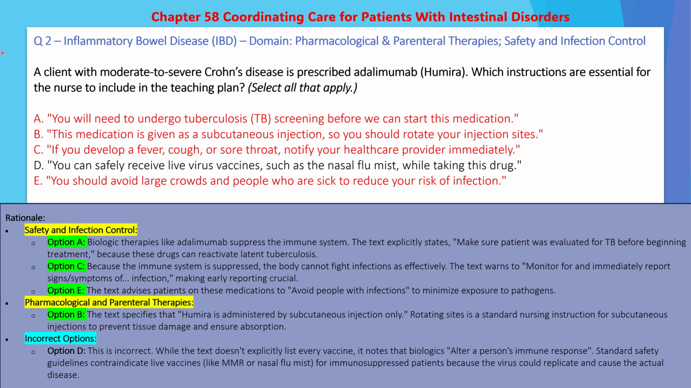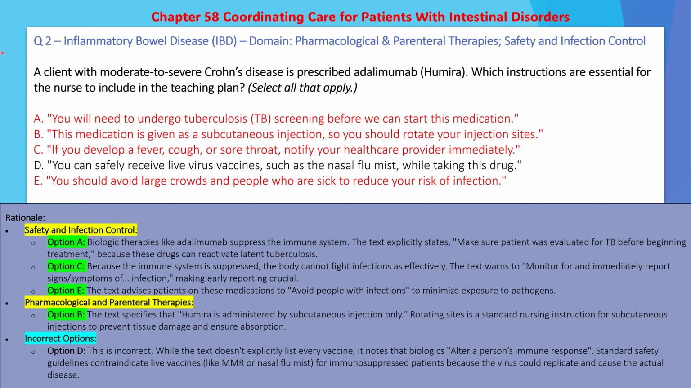Option C, because the immune system is suppressed, the body cannot fight infection as effectively. The text wants you to monitor for and immediately report signs and symptoms of infection, making early reporting crucial. Option E, the text advises patients on those medications to avoid people with infection to minimize exposure to pathogens.